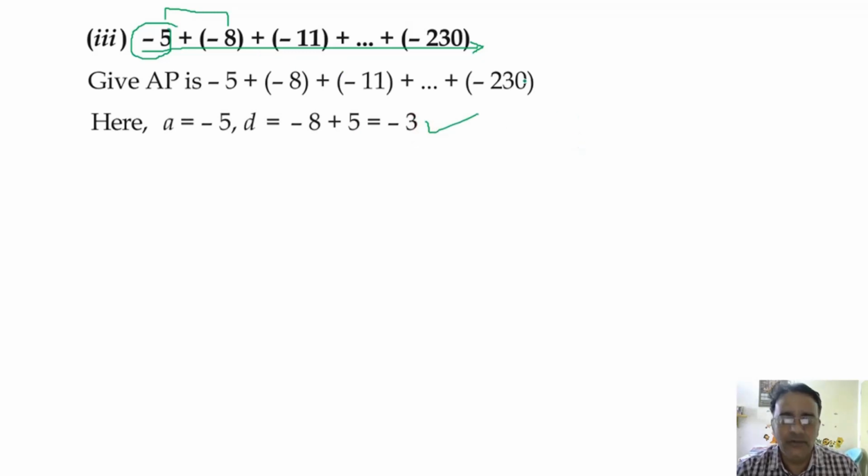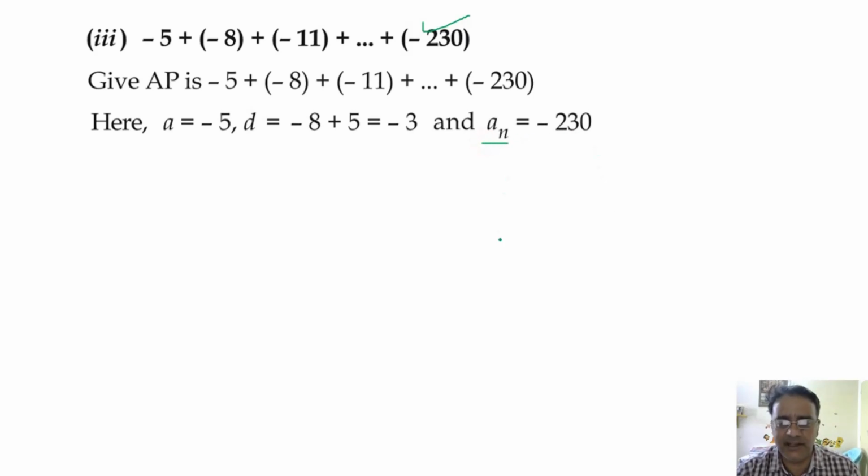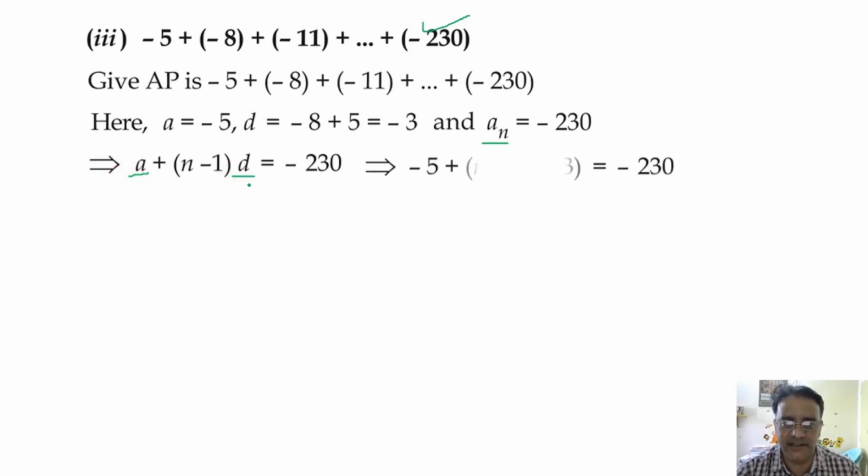Now we don't know which term minus 230 is, or the number of terms. So let an equal minus 230 and write the formula: a plus (n minus 1) into d equals minus 230. Substitute the values of a and d: a is minus 5 and d is minus 3. Shift minus 5 to this side, it becomes plus 5. Minus 230 plus 5 gives minus 225.